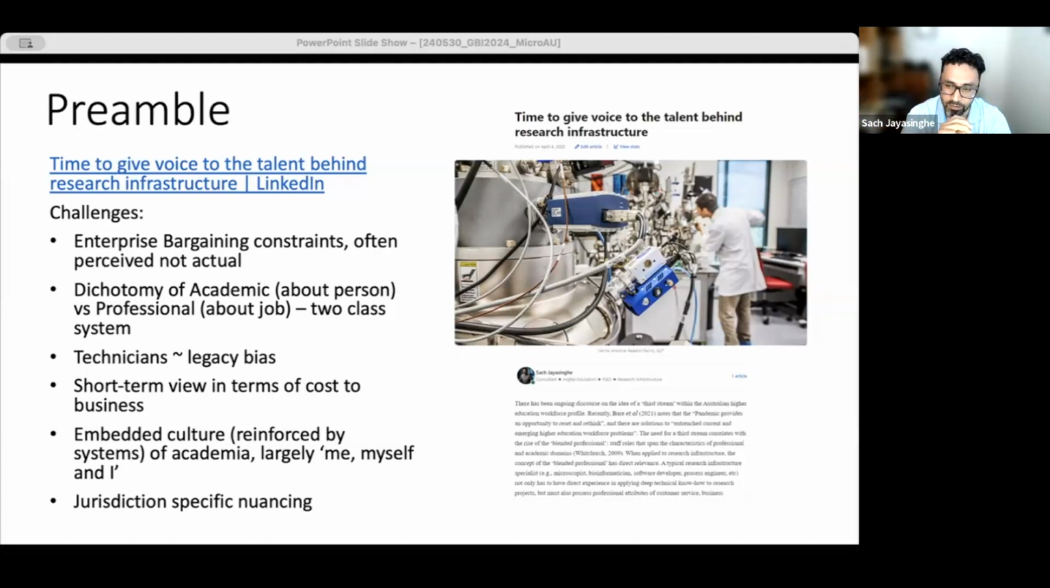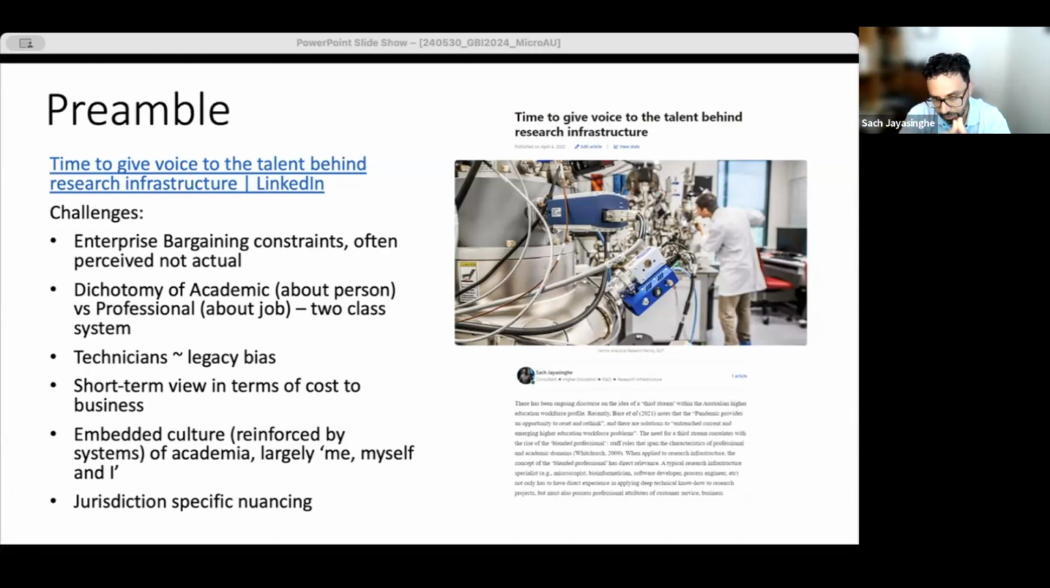Also, I guess the executives of universities fear cost blowouts if they were to, for example, think about all of these research infrastructure specialists advancing. But of course, it's a very short-term view of cost. Then they sometimes don't appreciate the long-term costs of not rewarding and recognizing your talented staff. So again, it's a bit of a culture and systems change.